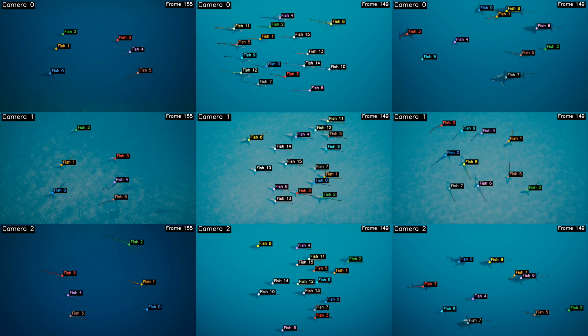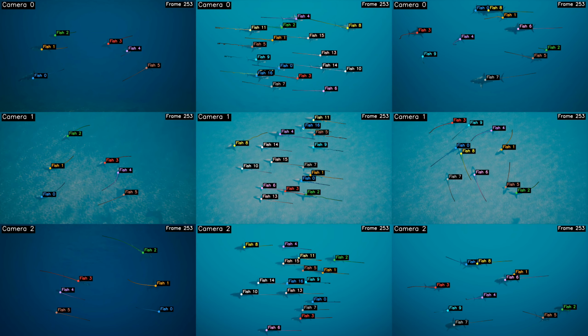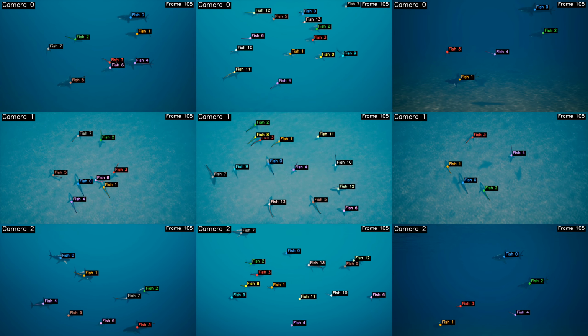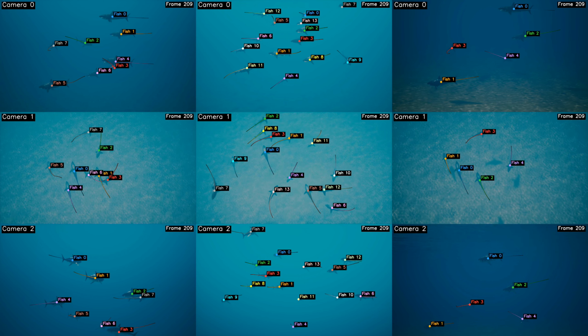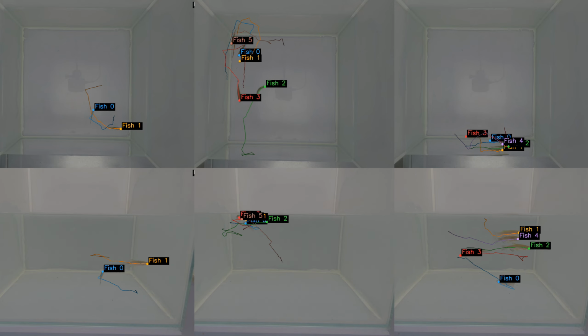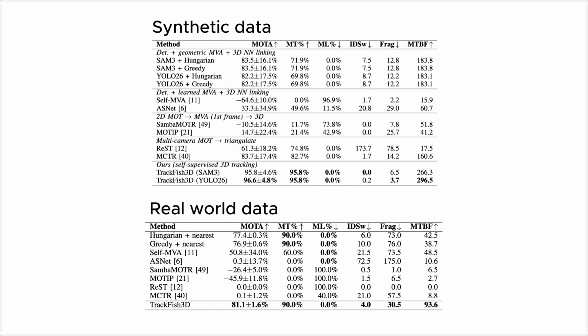TrackFish3D can produce accurate, identity-consistent 3D trajectories, which resolves a critical bottleneck in behavioral observation. We evaluate against state-of-the-art tracking and association methods on both realistic synthetic data and real-world zebrafish footage. TrackFish3D outperforms all baselines, achieving the highest tracking accuracy while maintaining the fewest identity switches.